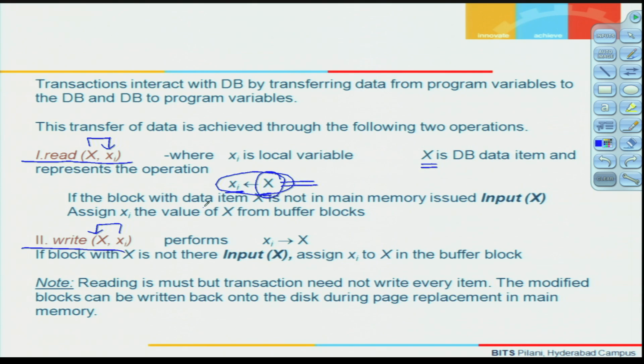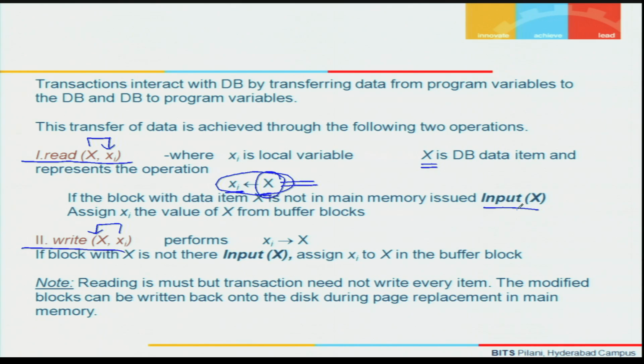If the block with the data item X is not in the main memory, it will in turn issue the command input X, because the program can access the data only when it is available in the buffer. So if the required block is not available in the buffer, that means in the main memory, then it will issue the command input X, that is, the data block which contains the data item X will be brought onto the RAM.